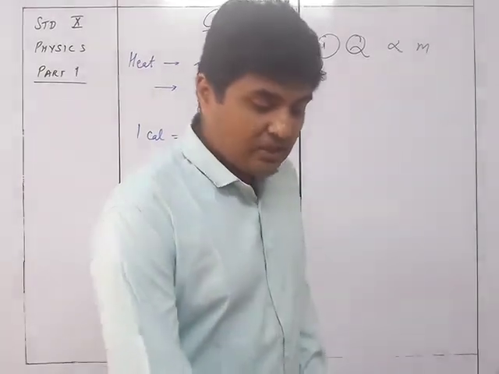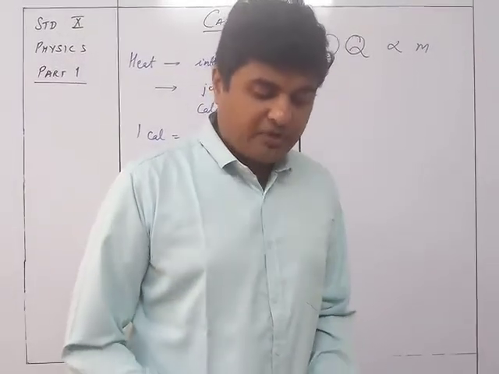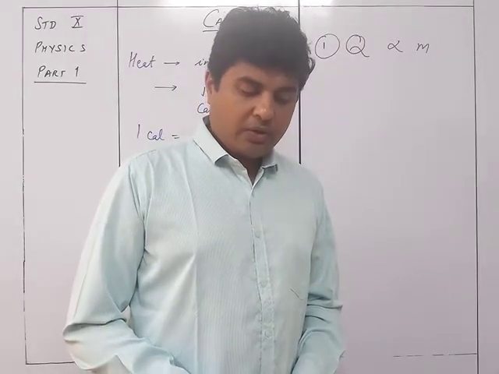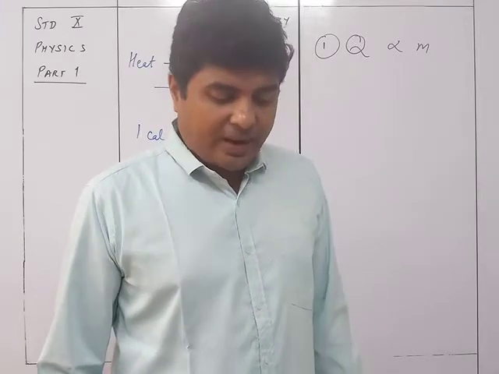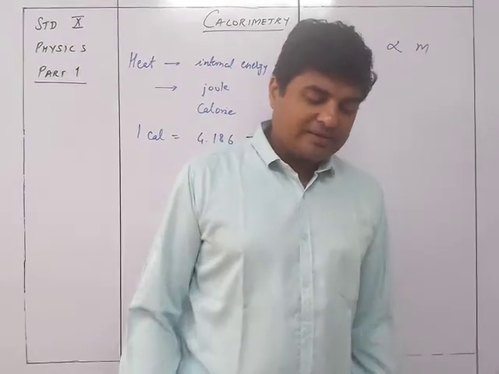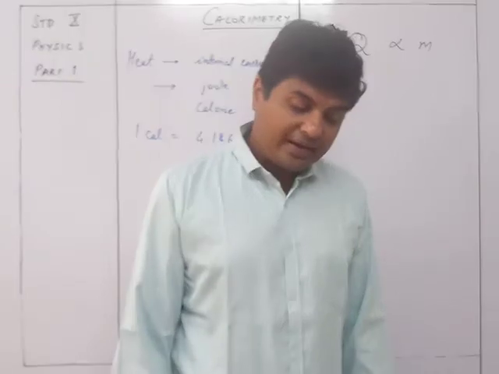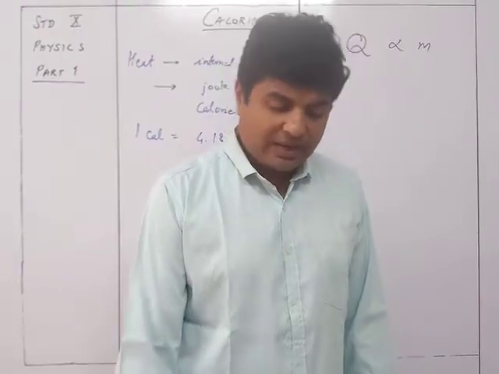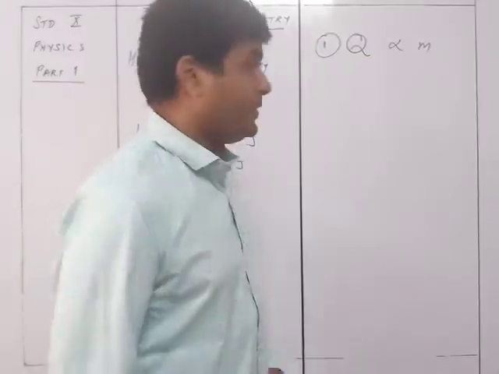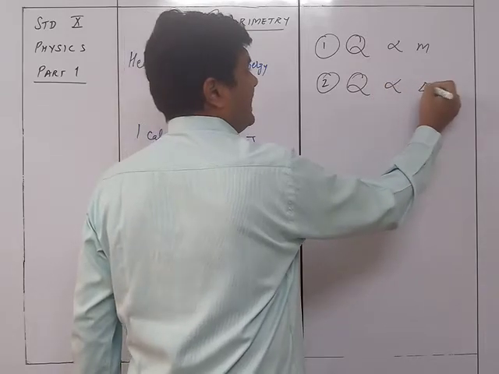Okay. Second is, objects with equal masses made of the same substance absorb different amounts of heat energy to raise their temperature by different amounts. For example, to raise the temperature of 1 kg of water by 1 degree Celsius, heat energy absorbed is 1 kilocalorie, while to raise the temperature of the same mass of water by 2 degrees Celsius, heat energy required will be 2 kilocalories. Thus, the amount of heat energy absorbed is directly proportional to the rise in temperature. That's why we see that Q, that is heat, is directly proportional to delta T.